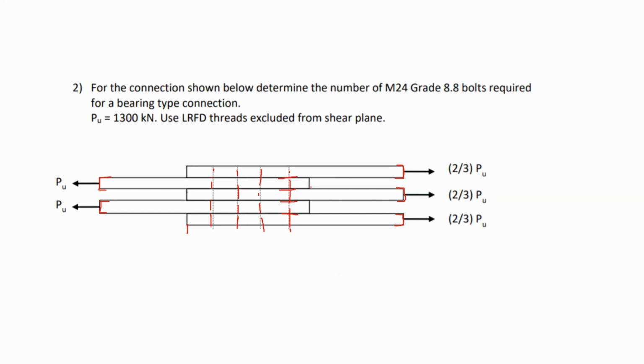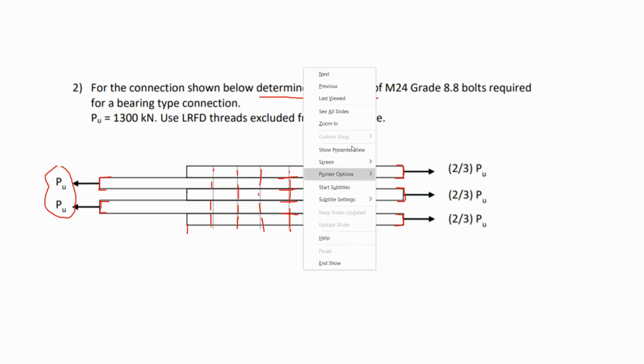So again, it is asking us to determine the number of bolts that we need for carrying the PU values shown in here. Now, what would you do in this case? I would like to calculate the force on each shearing plane.